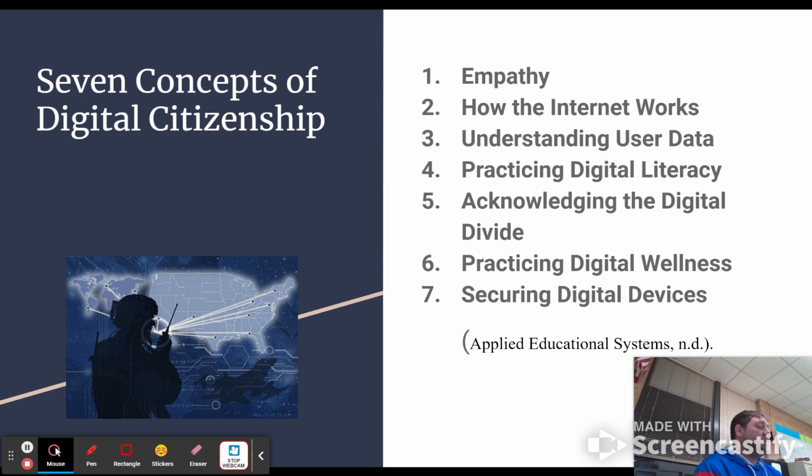The fifth one is acknowledging the digital divide. The sixth one is practicing digital wellness. And the seventh is securing digital devices. And again, that is by the Applied Educational Systems. Sorry.